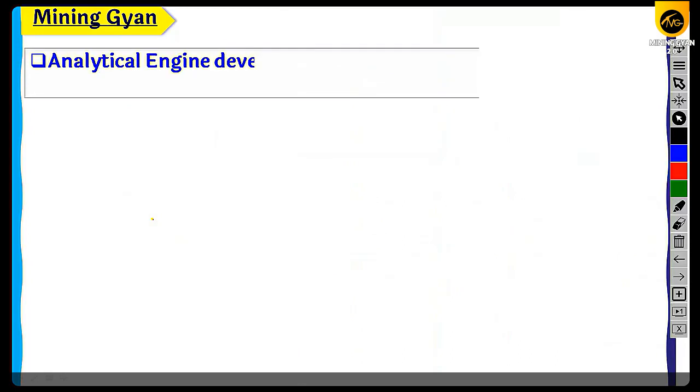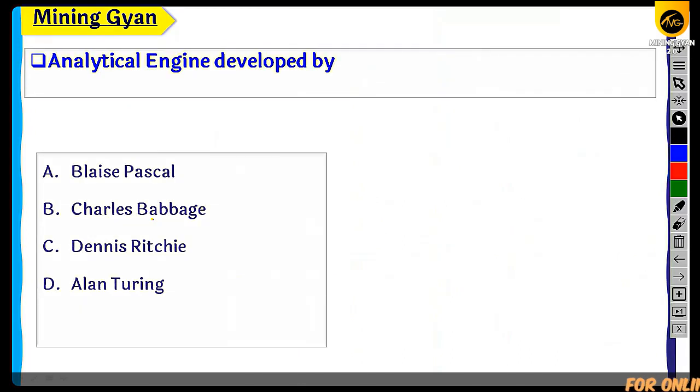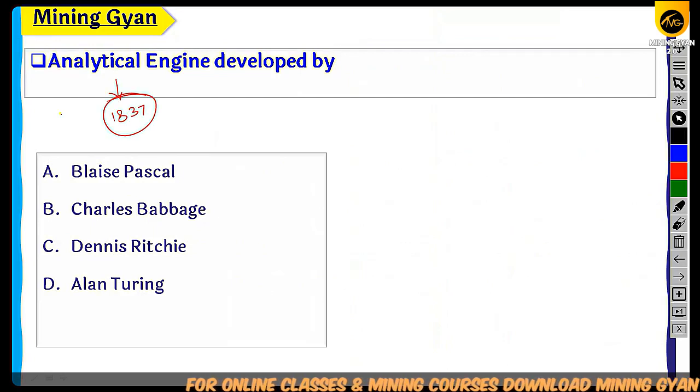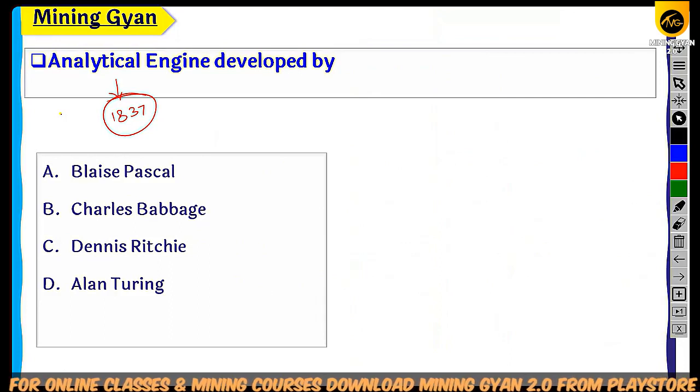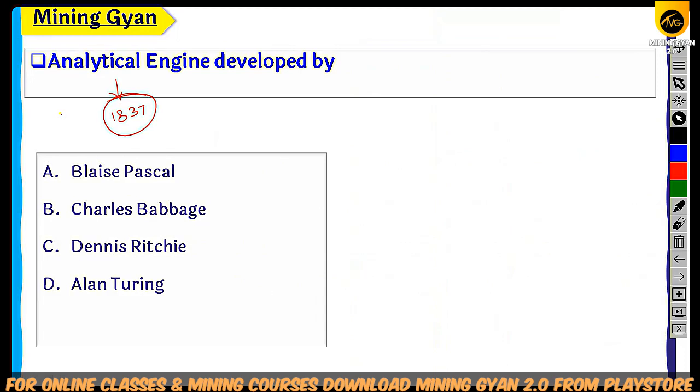Now the next question is, analytical engine developed by option A, Blaise Pascal, Charles Babbage, Dennis Ritchie, or Alan Turing. So basically, the analytical engine was invented in 1837. Okay, तुक्का भी लगा सकते हो. Okay, so the analytical engine is basically the first general purpose computer, which was invented by Charles Babbage. So that's why Charles Babbage is known as the father of the computer. Okay, so option B is the correct answer. Charles Babbage developed the analytical engine in 1837.